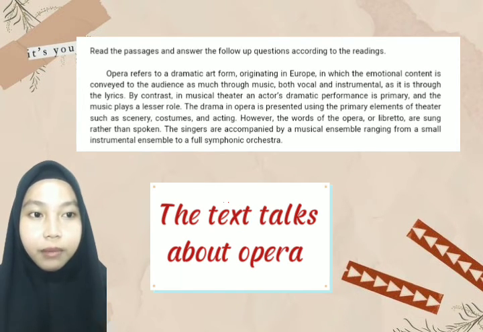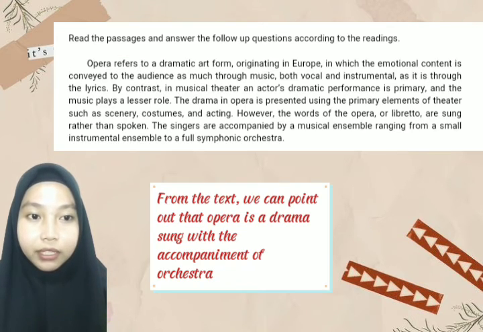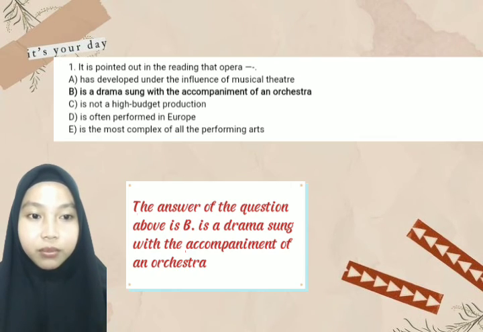These texts talk about opera. The first question is to point out in the reading that opera... After reading the text, we can point out that opera is drama sung with the accompaniment of an orchestra. So the answer is B.